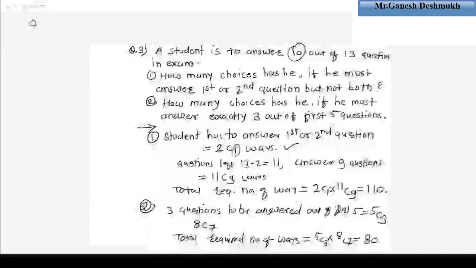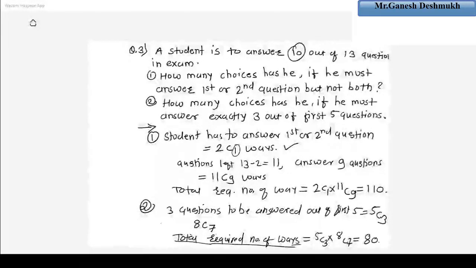Then what is the total required number of ways? It becomes 5C3 into 8C7. So the final figure you will get is 80.